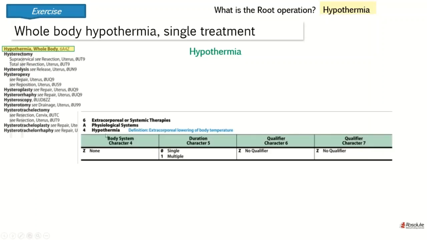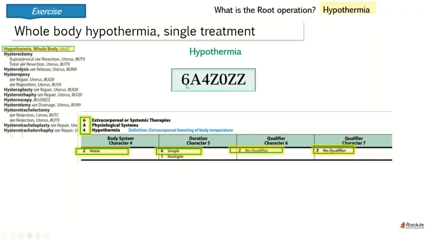There it is, 6A4, extracorporeal or systemic therapies, physiological systems, hypothermia. Your 4th character value is Z. Your 5th character value is single, because if you didn't know, I'm just referring to the documentation. And your 6th character qualifier is Z, and so is your 7th character. And your answer, 6A4Z0ZZ.